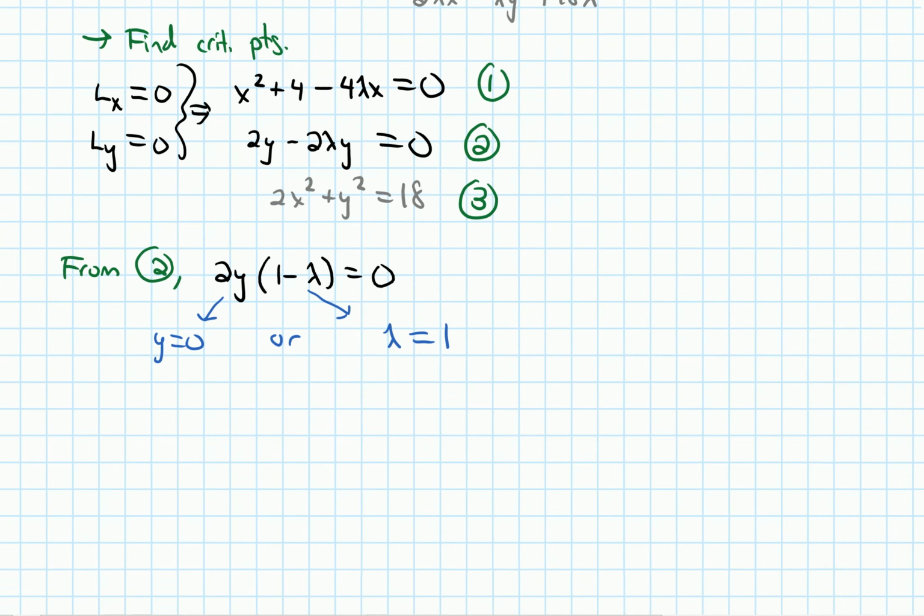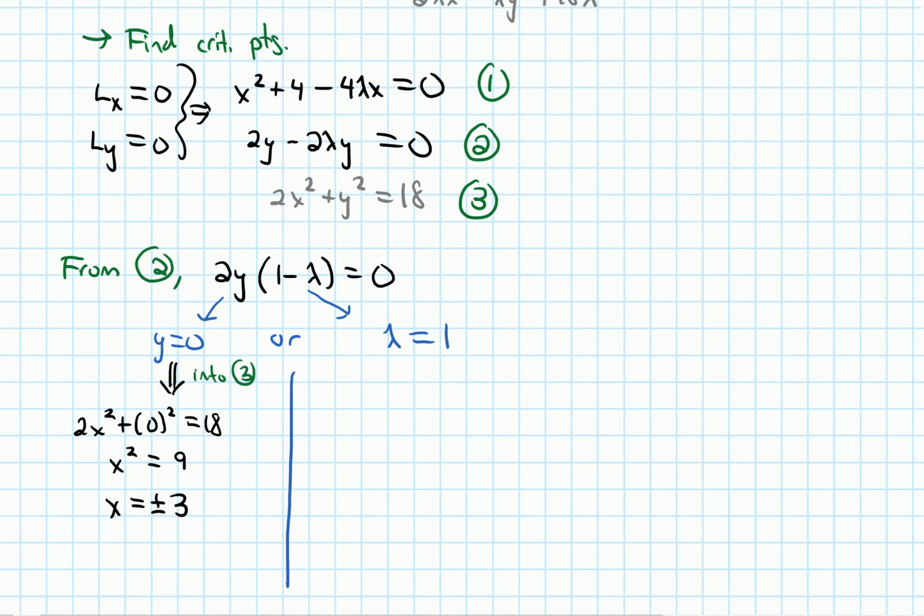So we have these 2 cases to consider. In the first case where y equals 0, let's plug this into equation 3 to get 2x squared plus 0 squared for y squared equals 18. So this gives me x squared equals 9 when I divide by 2, and then square rooting, we get x equals plus or minus 3.